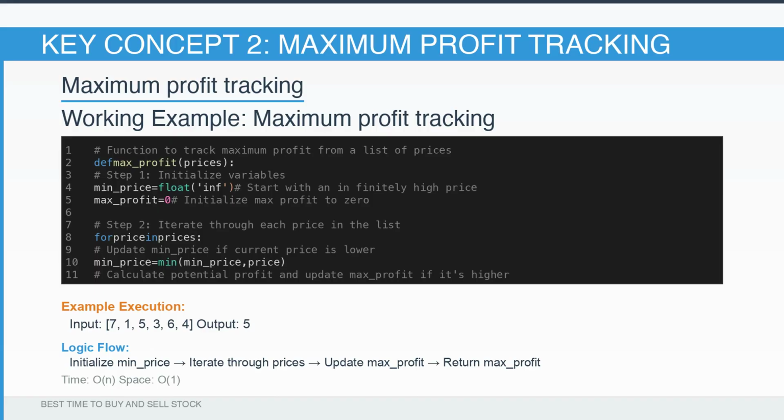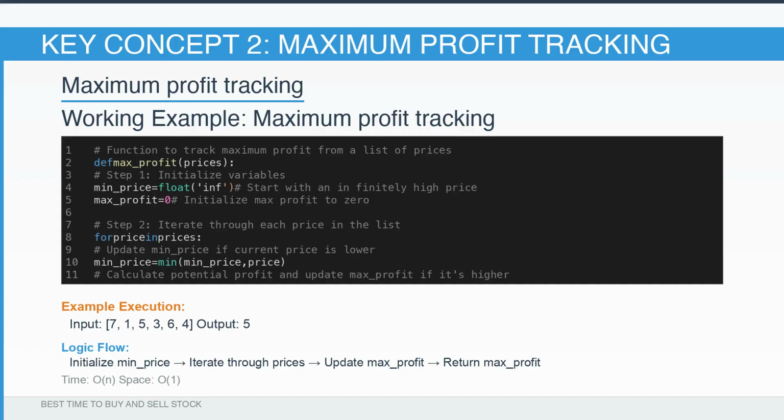As we loop through each price in the list, we continuously check if the current price is lower than our min price. If it is, we update min price to this new lower value. Then we calculate the potential profit by subtracting min price from the current price. If this current profit is greater than our recorded max profit, we update that as well. Finally, after checking all prices, the function returns the maximum profit found. This approach efficiently finds the best time to buy and sell stocks, giving you the insights needed to make informed financial decisions.